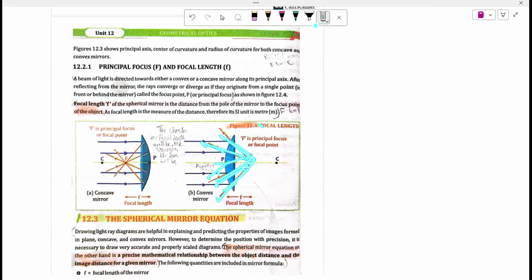Okay, it's the virtual point and the rays are actually meeting here. So this is the real point and this is the focal length, which from the pole to the focus point is the focal length.